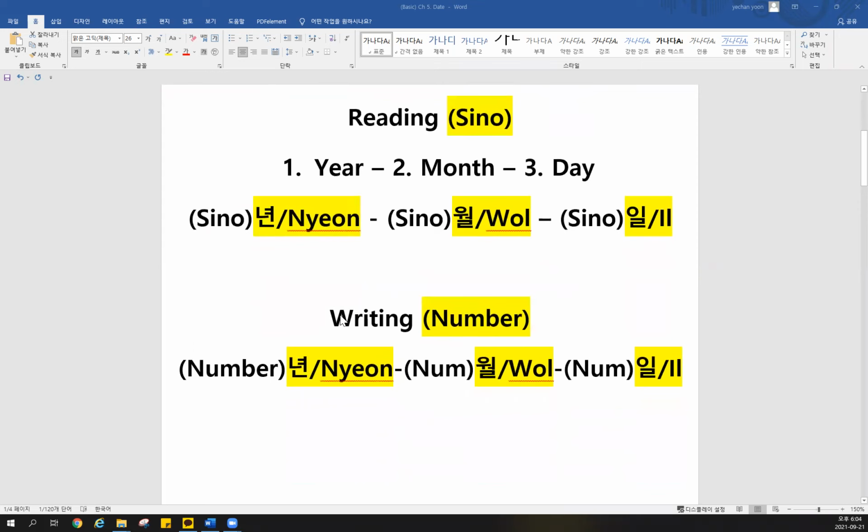Next, writing. For writing, you just need to use the numbers. Super easy. The format is year, month, day. Some places differ from the Korean format, but this is how we write the date in Korean: number plus 년, number plus 월, and number plus 일.